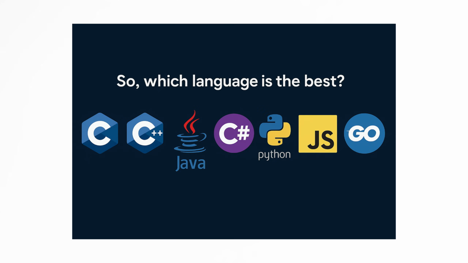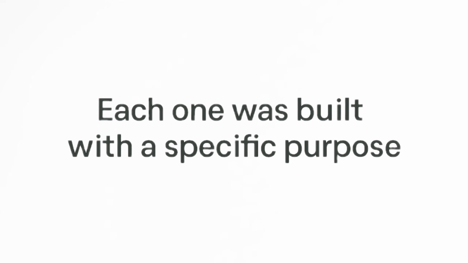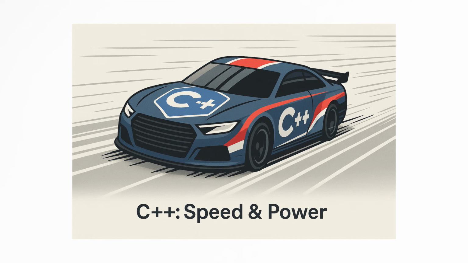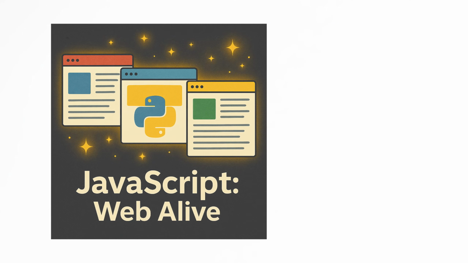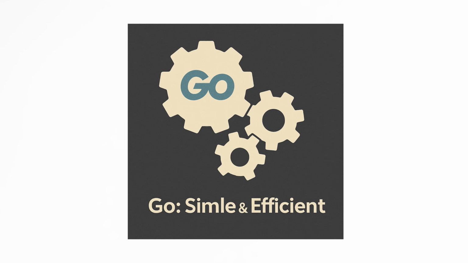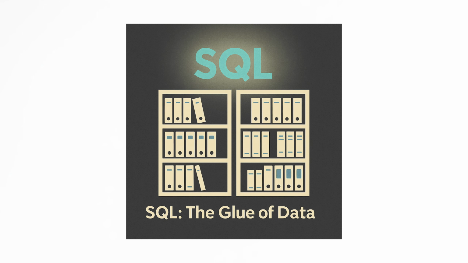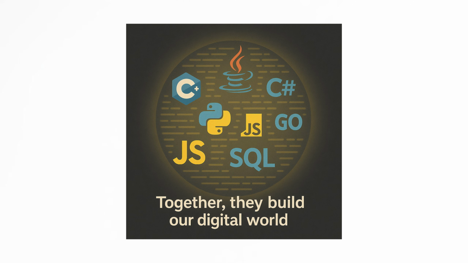So, which language is the best? The truth is, none of them. Each one was built with a specific purpose. C gave birth to modern computing. C++ gave us speed and power. Java rules the business world. Python is the friendly multi-tool. JavaScript makes the web come alive. Go keeps things simple. And SQL? It's the glue holding your data together. They're not rivals. They're tools. And together, they build the digital world around us.